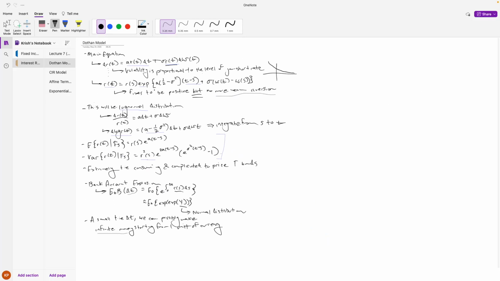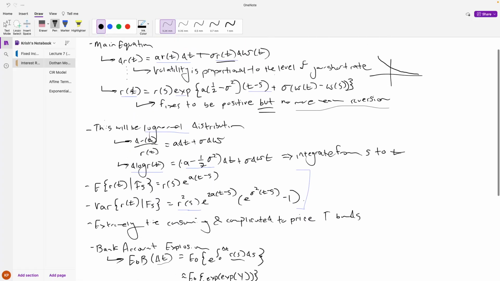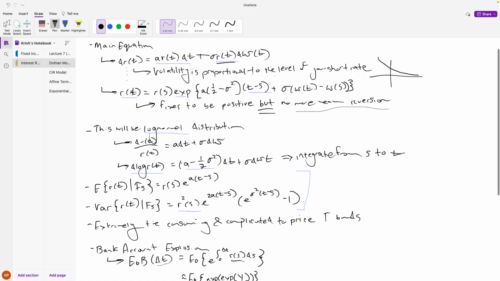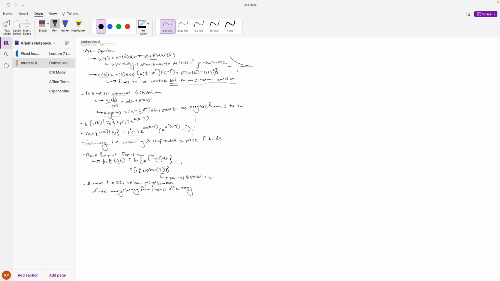But the Dothan model had a lot of issues. The reason is that we just have RT standing alone inside the Brownian noise, so when we take the variance, it's going to be a quadratic explosion. And the tractability is terrible here. Even though it's a closed form solution, it is still going to be very, very complicated. You can see page 63 if you want to see the actual formula for the T-bond. But yeah, those are the three models so far.